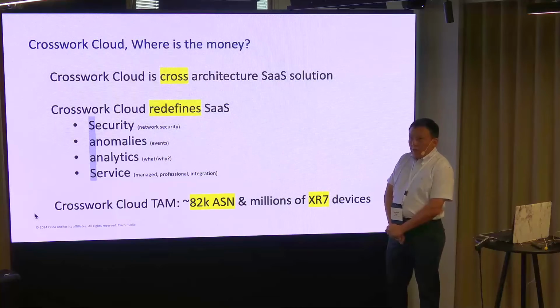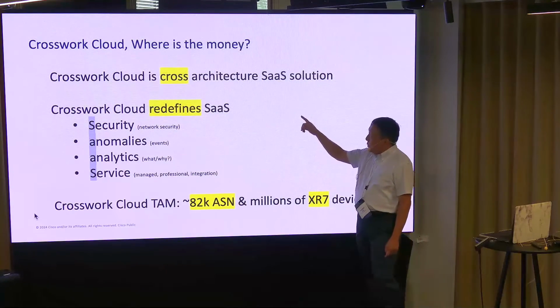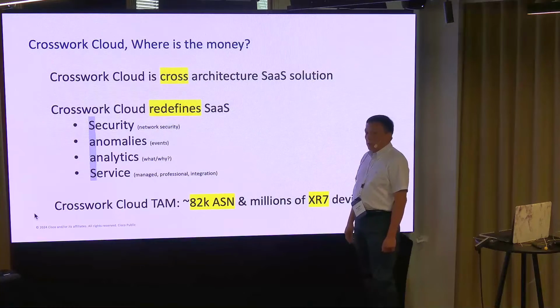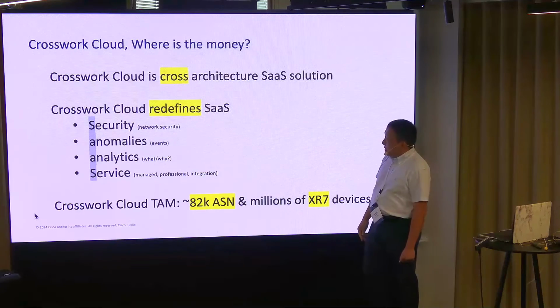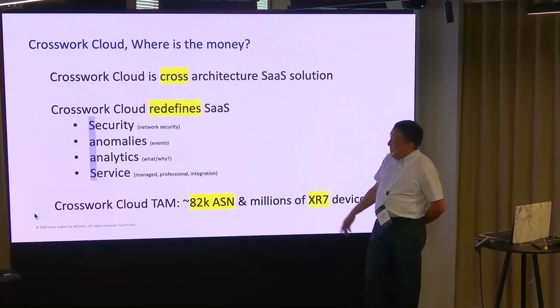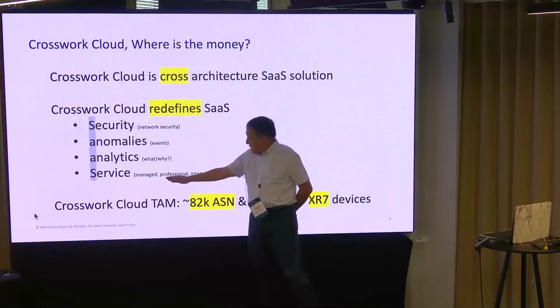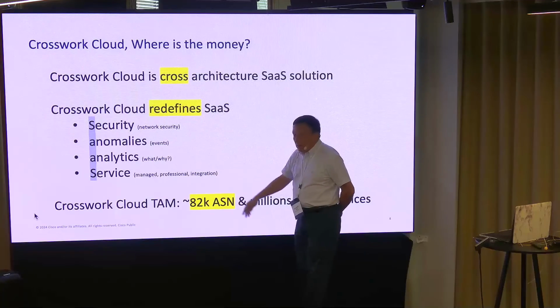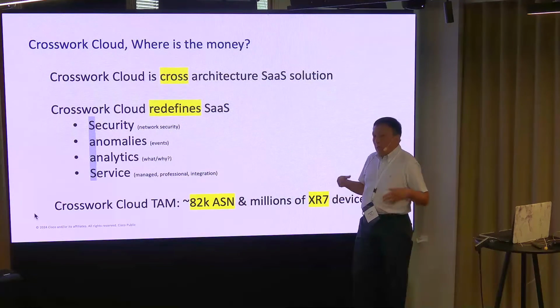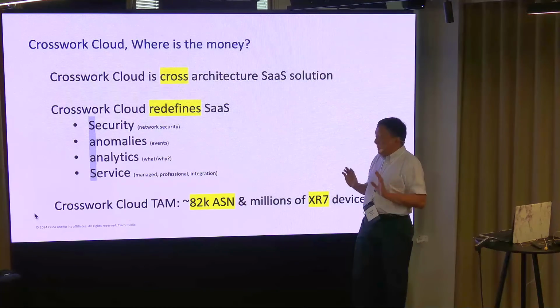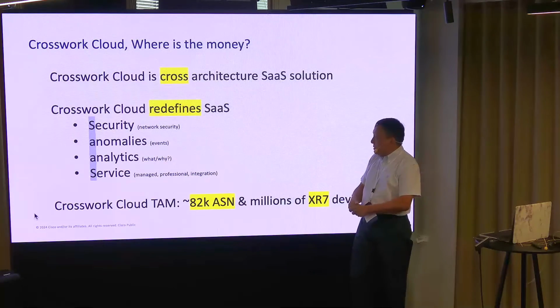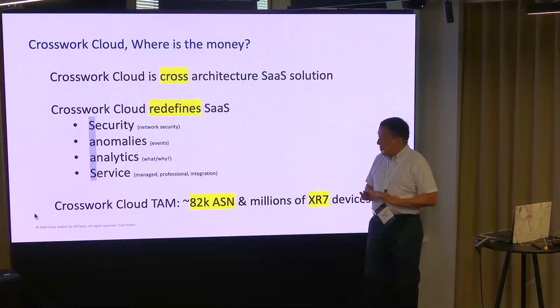So where's the money if you're in the development space, right? Crosswork Cloud is a cross-architecture SaaS solution because we do analytics, we do security, and then we do network automation. So Crosswork Cloud redefines SaaS, right? Security, anomalies, analytics, and service. And the service part is the key part. It can be managed services, it's professional services, and also a lot of development integration services because people want to automate the process. And many times this is going to help a service provider themselves to do automation, make their network more efficient to be managed, and then they can also resell the service to some of the customers to make the customers happy and retain the customers so that they don't switch out.